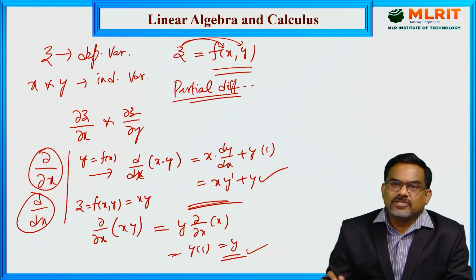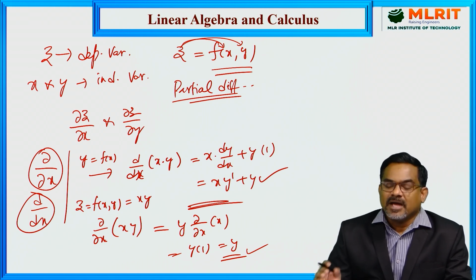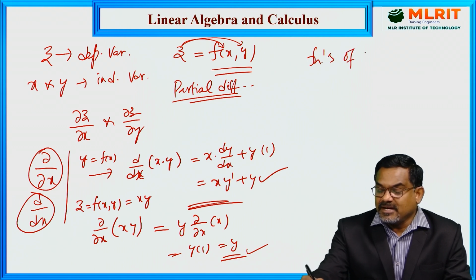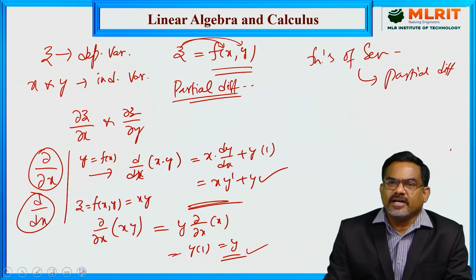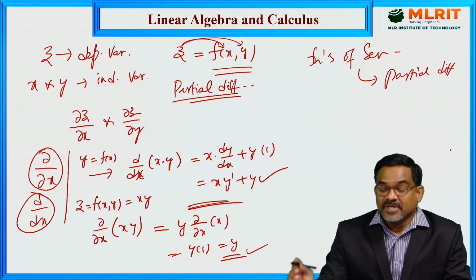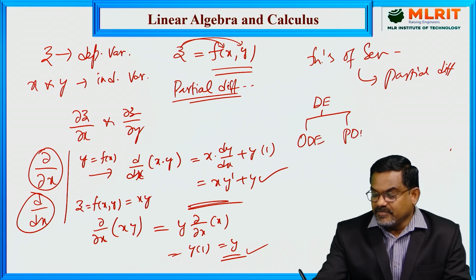So that much difference is there. First thing, you need to identify which is the dependent variable and which is the independent variable. And the second point, in the case of functions of several variables, we introduce the partial differentiation. So whether it is an ordinary derivative or partial derivative, an equation involving derivatives is called a differential equation. That's why differential equations are of two types: ordinary differential equations and partial differential equations.